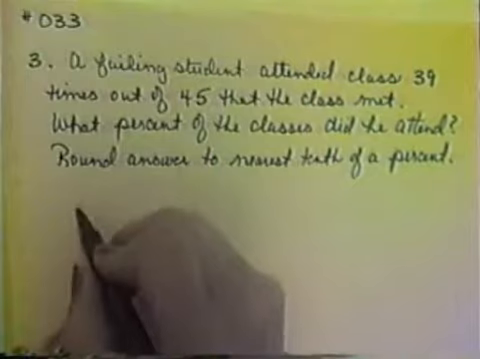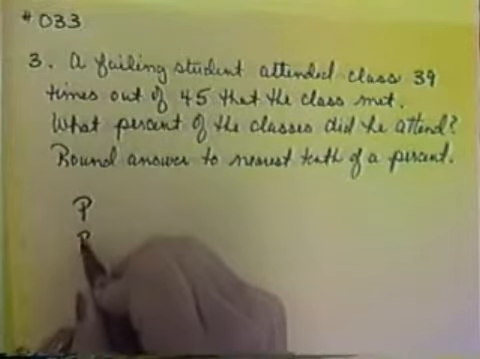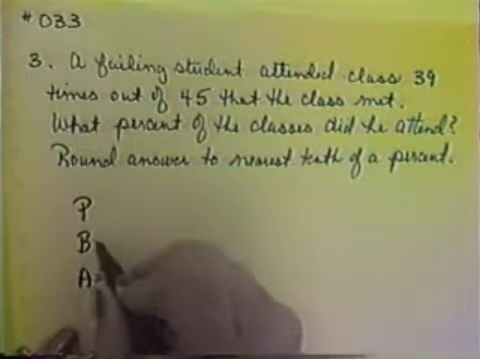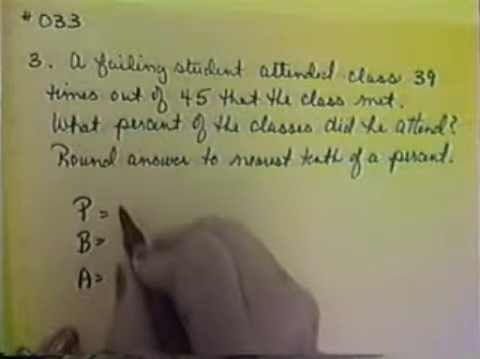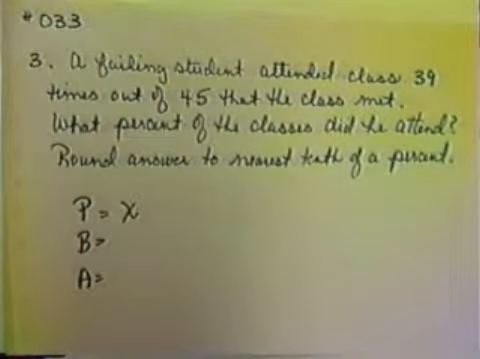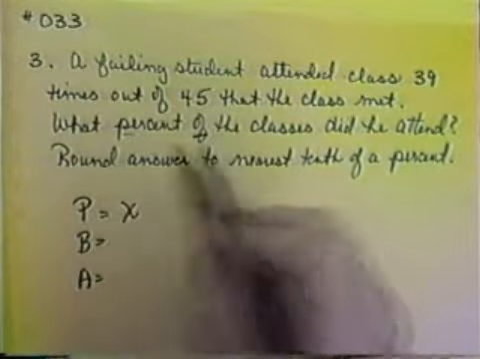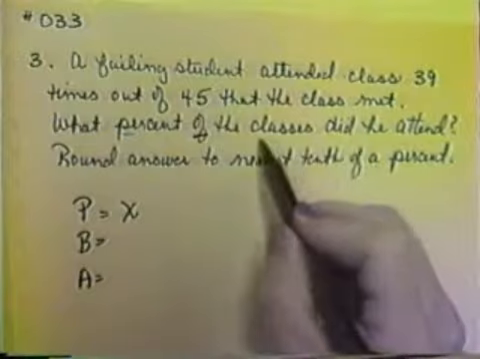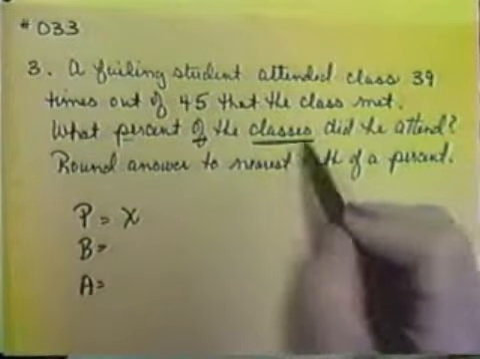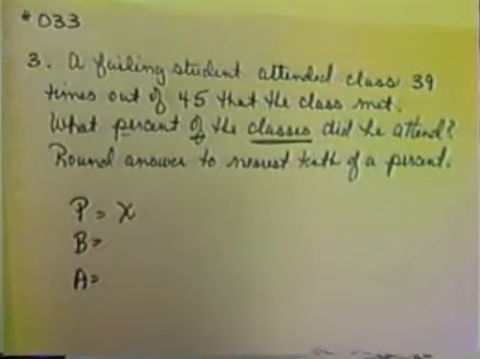Okay, so we still need to identify the percent, the base, and the amount. It says what percent, so the percent must be the unknown. Now, what are we taking the percent of? The percent is of the classes. How many classes were there altogether?